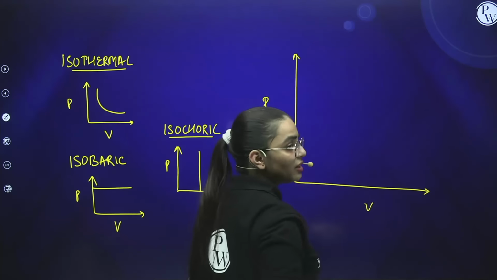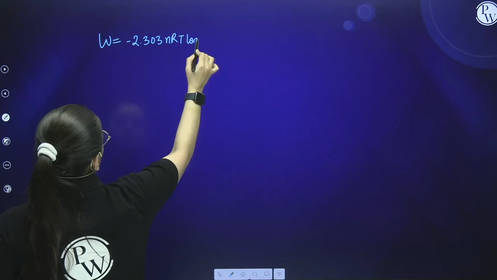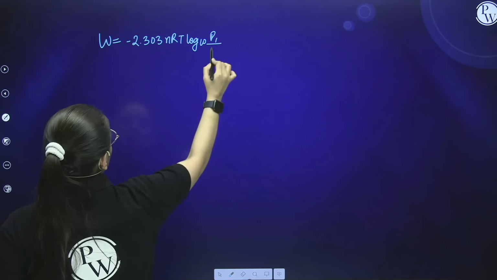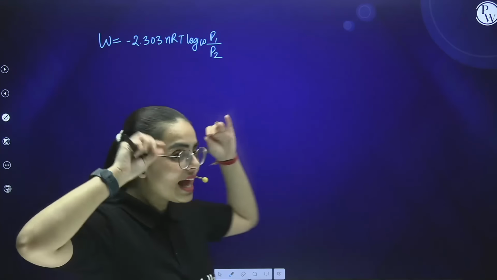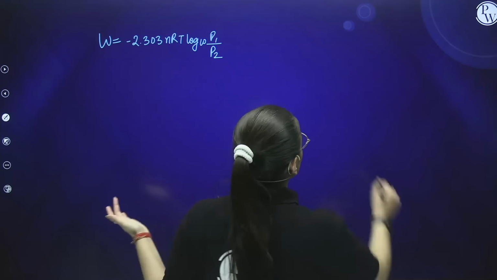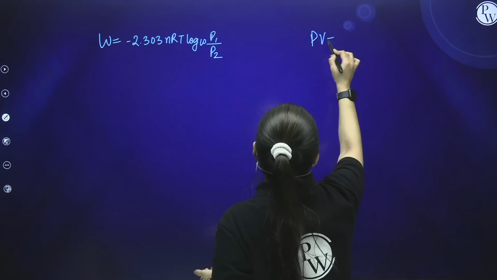Now students, one more formula we can replace. What formula have we written in the previous one? We wrote minus 2.303 nRT log to the base 10 P1 by P2. But for example, we don't have the number of moles, we don't have the temperature. Then what will we do? How will we calculate work done? We know that, students, for the ideal gas, PV is equal to nRT.